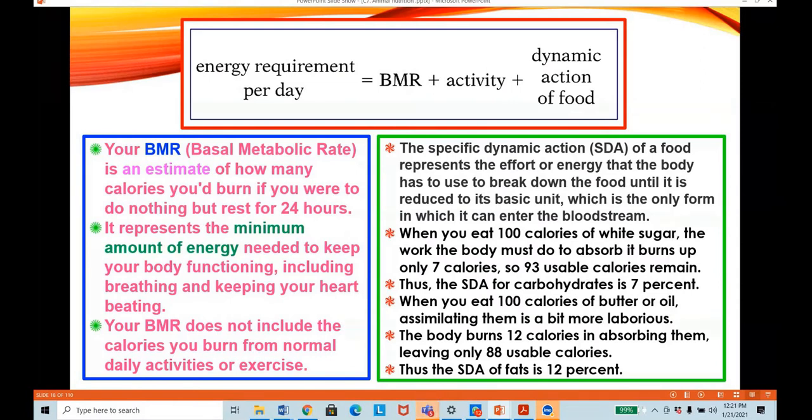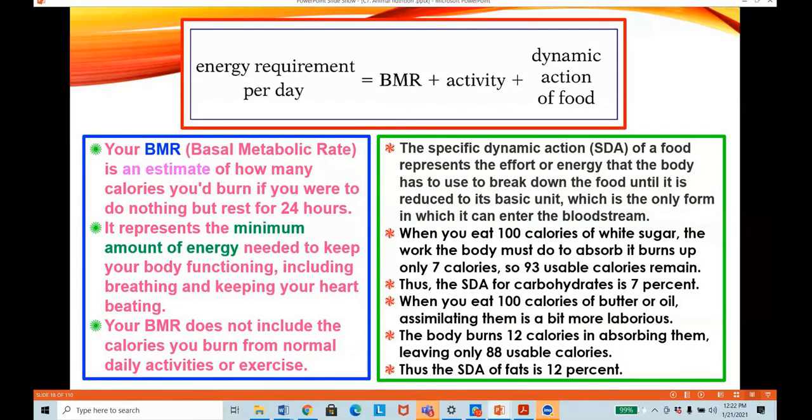The specific dynamic action of food is the energy that it takes to break up food for basic needs. Yeah. So what is the dynamic action of food for carbohydrates? It's 7%, right, Jumana? Meaning 7 calories are required out of the 100 calories of carbohydrates in order to break down and digest them, isn't it?